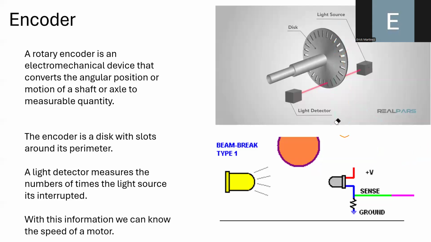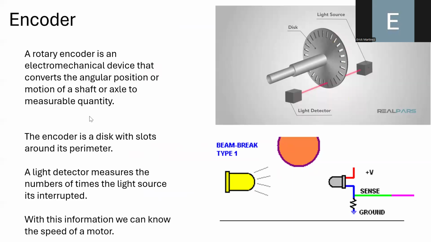So that is basically the idea of the encoder. We have a disk, and we can count the time it takes for the motor to complete a turn. We are measuring that time based on the number of pulses that this photodetector is detecting, and also we need to take into account the time to complete a turn.